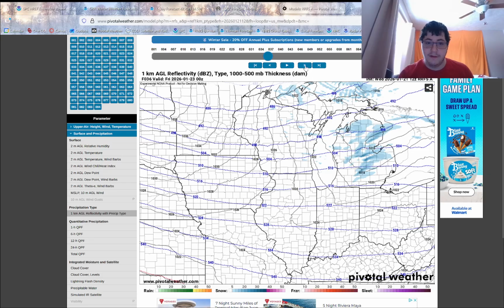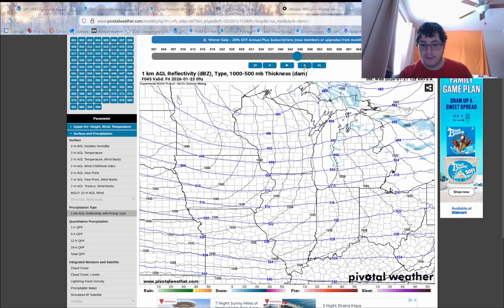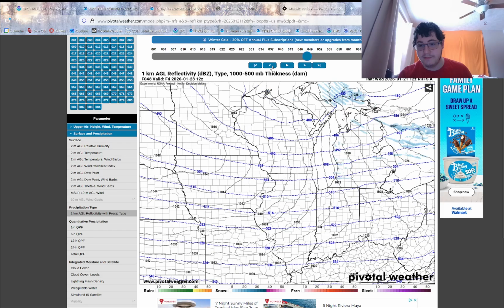And that could give us another short little burst of snow tomorrow evening. And then we really see some lake effect. Yeah, this one doesn't show as much, but it looks like we're going to have both lake effect and lake enhanced snowfall tomorrow.